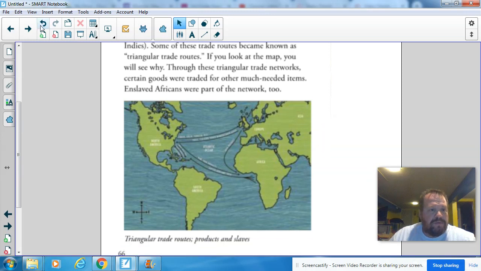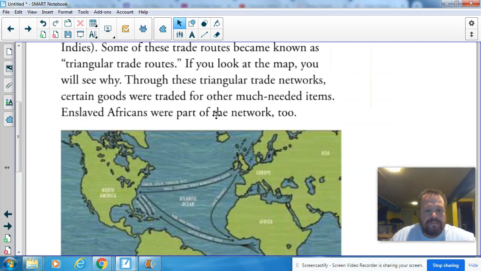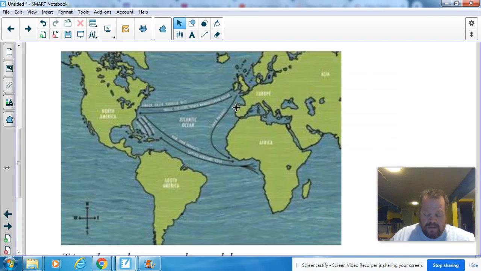Let me blow this map up so we can see that a little bit better. So it's a little blurry, you can't see it perfectly, but essentially what you have, you can see the triangle here, right? Here you have North America, here you have Europe, here is Africa, okay? This area down here would have been considered the West Indies. So essentially what they are trading is, they are sending things from North America to England.